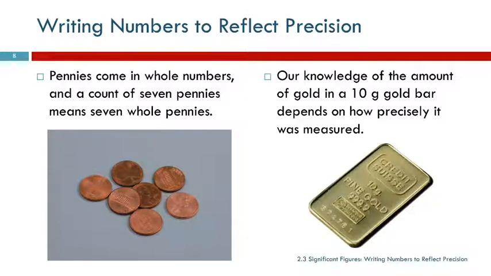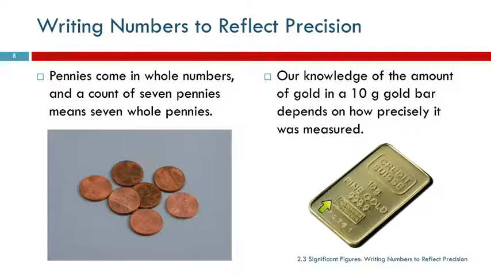we can count these pennies: 1, 2, 3, 4, 5, 6, 7. There are exactly 7 pennies in the picture. Is there any uncertainty in that? Could there be 8, possibly, or 6? No, there's 7. You can count them. They're discrete objects that you can count. So that can be counted exactly.